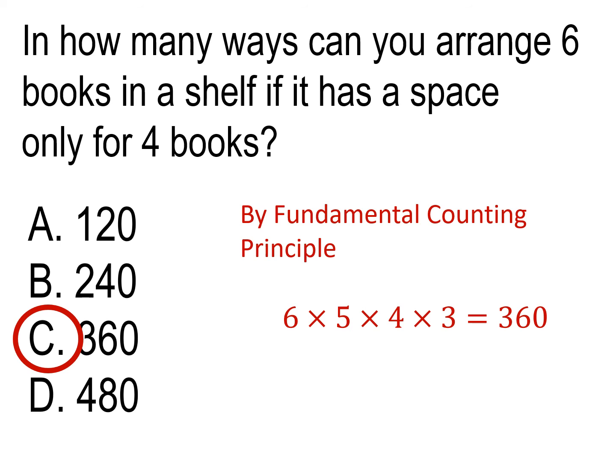Bakit ganyan? Kasi 4 lang ang space. 6 yung libro. So, unang choice mo, 6. Yung pangalawang lalagyan, since kumuha ka na ng isa, 5 na lang ang natitira. So, 5. Yung pangatlong lalagyan, kumuha ka na ng 2, 4 na lang yung natitira, 4 na lang pagpipilian mo. And so on and so forth. Then, just get the product of these numbers. You are given 360.